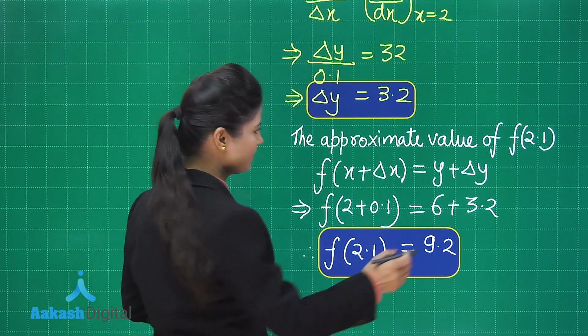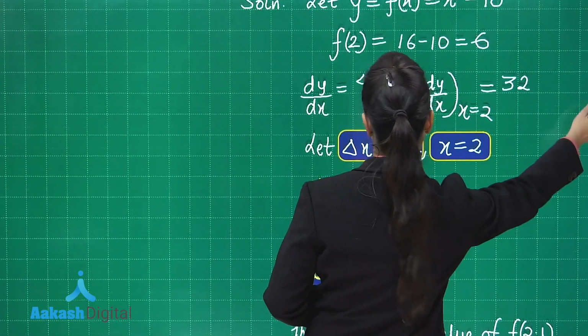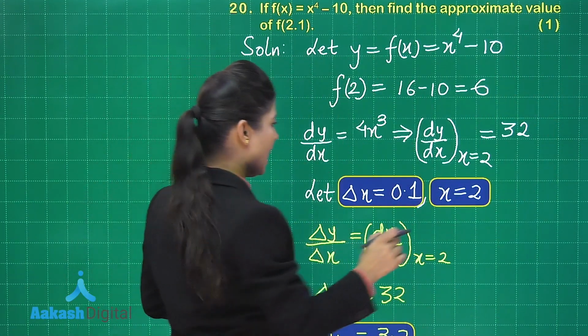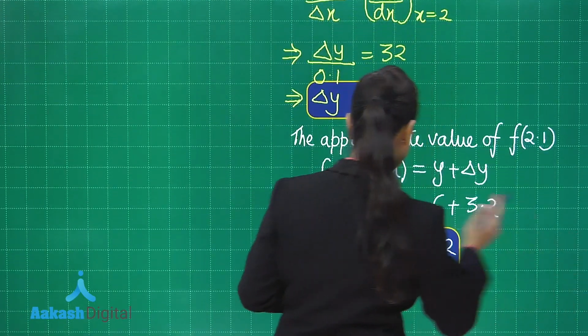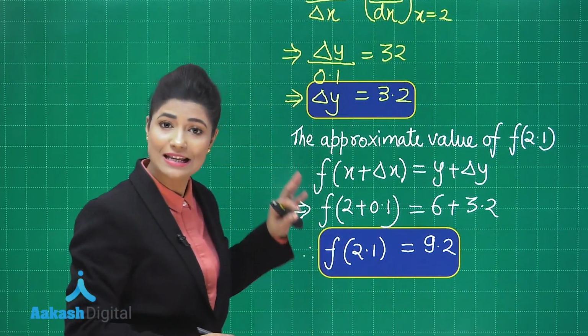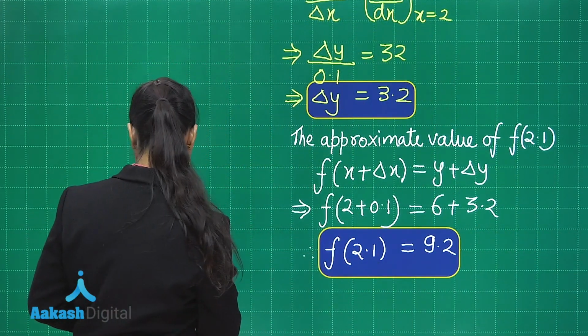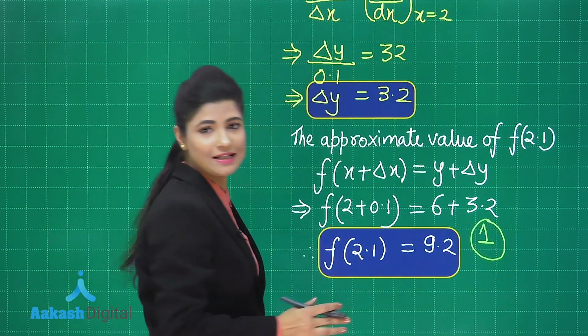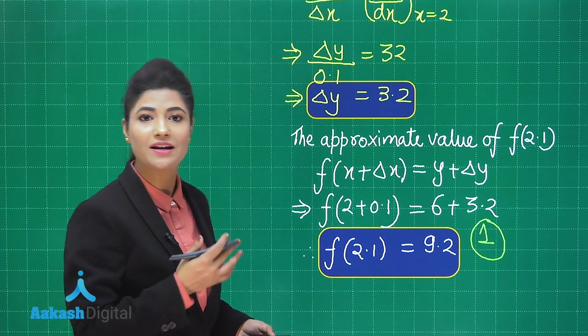And here you can see in this question related to approximation, you need to obtain the value of delta x, delta y, and with the help of that you can clearly get the approximate value. And for answering this question, you will get here complete 1 mark for this question. I hope it's clear to you. Now moving to the choice provided in the same question.